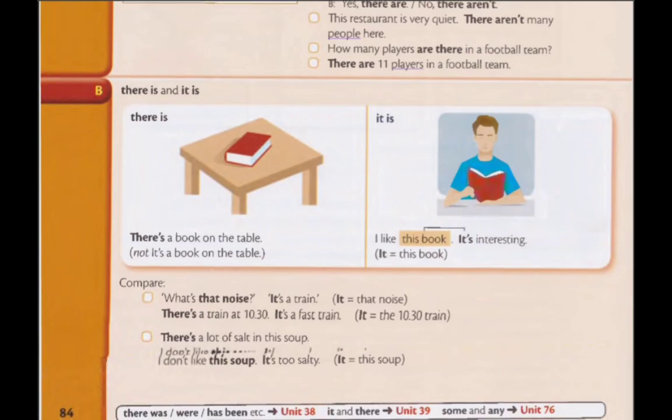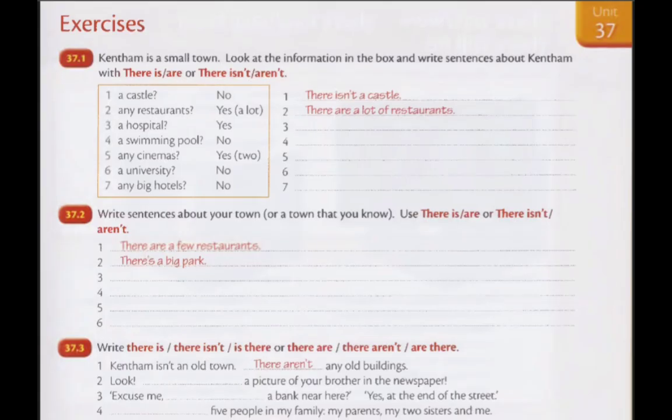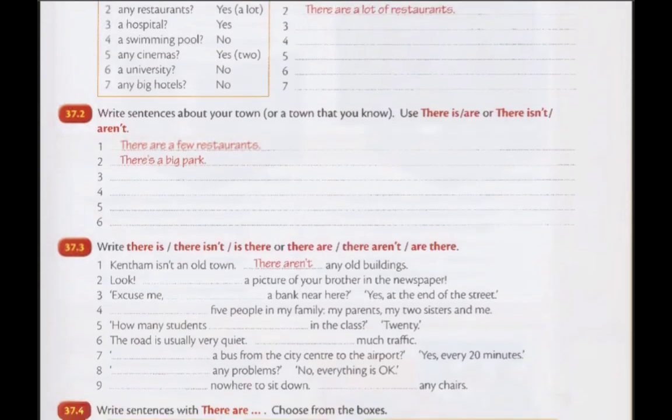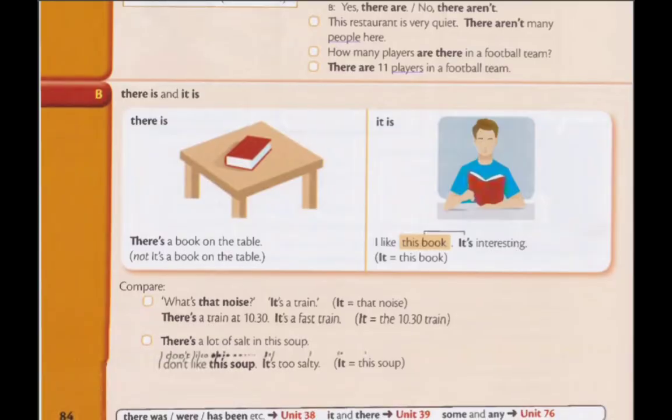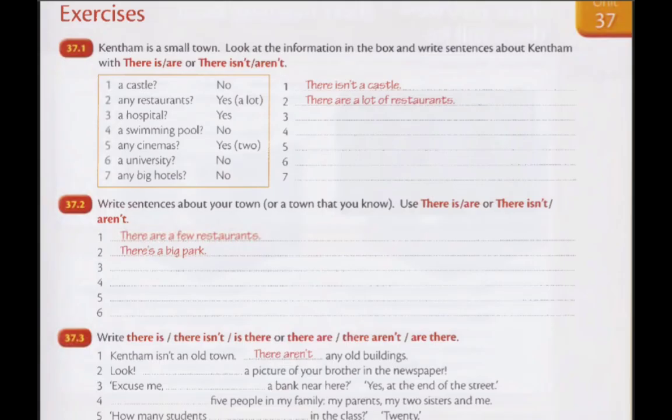Well, now we learned about it. Now we have exercises here. 37.1, 37.2, 3, 4, and 5. Yeah, just this. Now I'm going to pause the video and then you guys pause it too, answer them, and we will check the right answers. Okay?